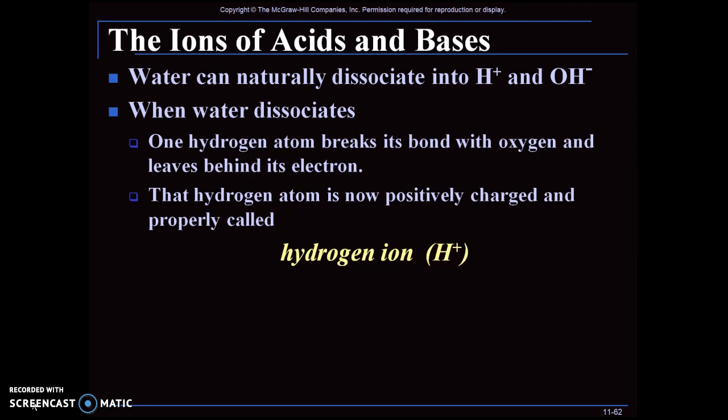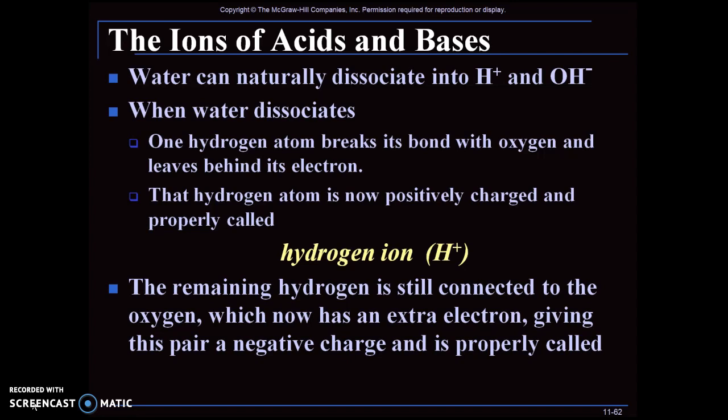One hydrogen atom breaks its bond with oxygen and leaves behind its electron. That hydrogen atom is now positively charged and properly called a hydrogen ion, which is H+. The remaining hydrogen is still connected to the oxygen, which now has an extra electron, giving this pair a negative charge, and is properly called OH- or hydroxide ion.